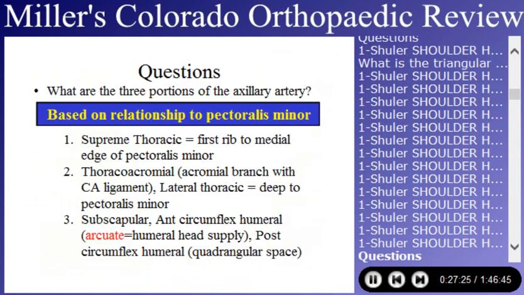3 portions of the axillary artery. Supreme thoracic is the first. Second is thoracoacromial. Remember that branch with the CA ligament, key testable material. And then the third is the anterior humeral circumflex, important there, the arcuate and humeral head blood supply. Don't forget also the posterior humeral circumflex is in the quadrangular space. Easy way to remember this also is the division of your axillary artery, the numbered division, so like the second division has 2 branches. Your third division has 3 branches. That's an easy way to remember.